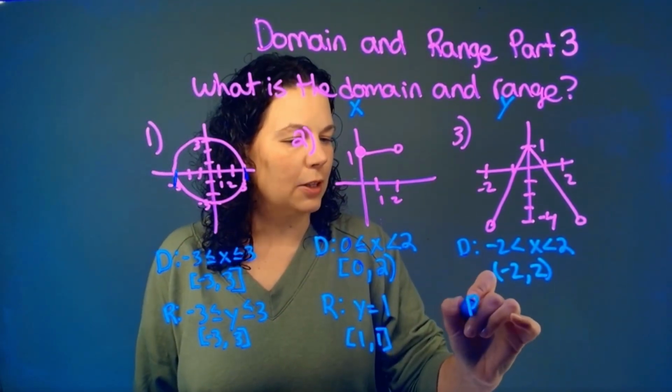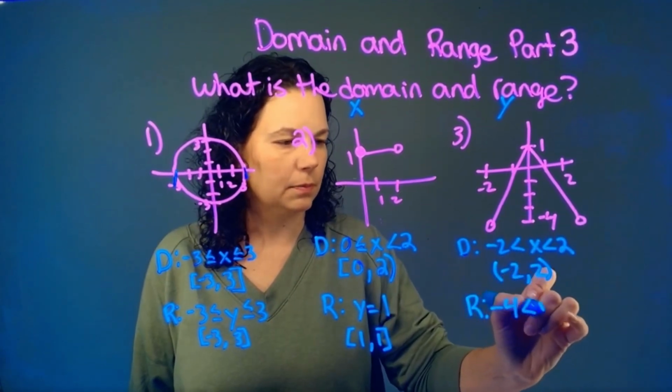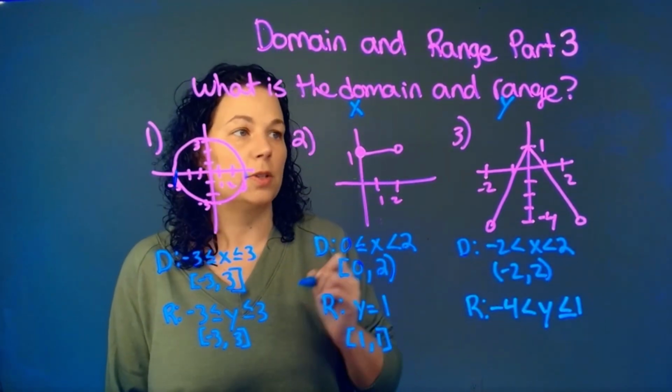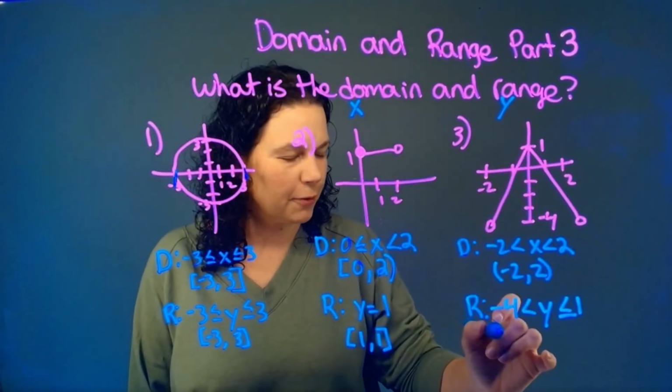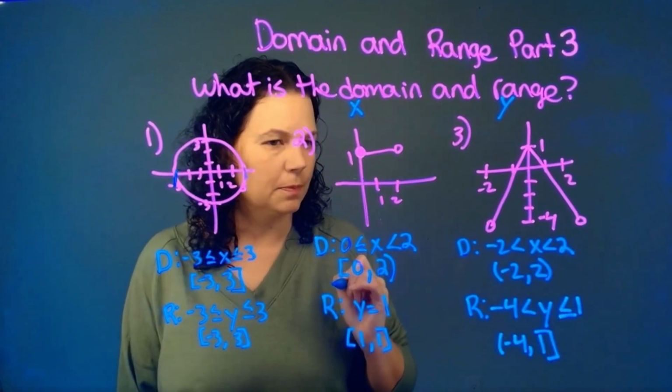And then the range, we start way down here at -4, but we're not using it. And we go all the way up to 1. And 1, we do need an equal sign. We are using 1. It actually touches there. And for interval notation, we do a parenthesis and then a square bracket.